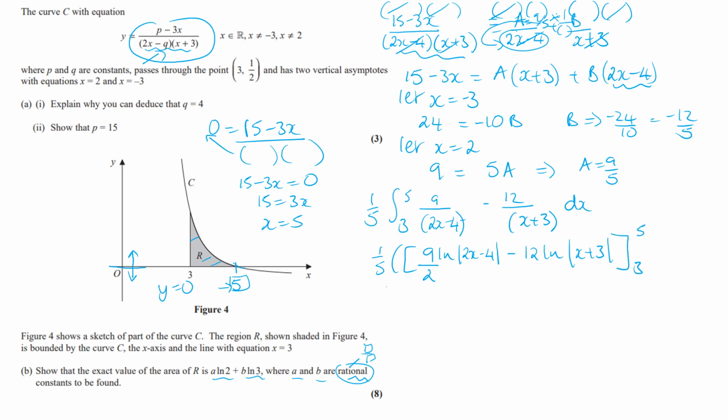Now putting my limits in, I've got my fifth there on the front. 5 in, it'll be 10 minus 4, it's 9 over 2 the ln of 6 minus 12 the ln of 8. And then the lower limit in, 9 over 2 the ln of 2 minus 12 the ln of 6.